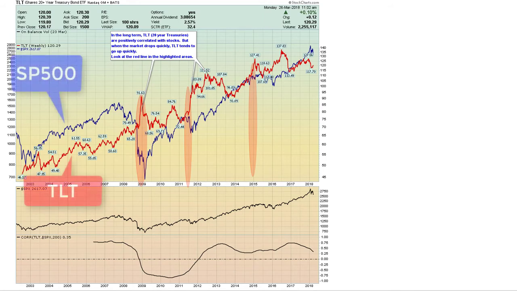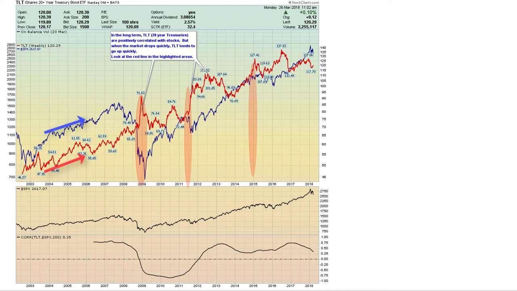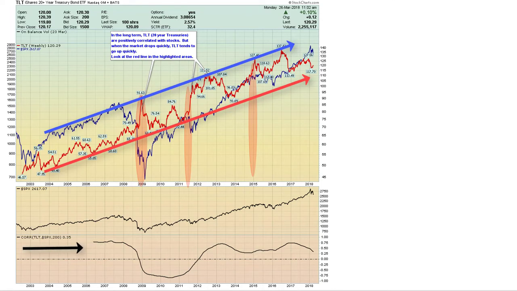This is the S&P 500 and the TLT from 2003 until the present time. 2002 is when the TLT ETF started. You can see that the S&P 500 is the blue line and the red line is TLT. One of the things I want to point out is that over a long period of time, they've both moved up to the right over this 15-year period. So they are correlated together. That's further evidenced by this line down here that shows the correlation between the TLT and the S&P 500 being in positive territory for most of the time.